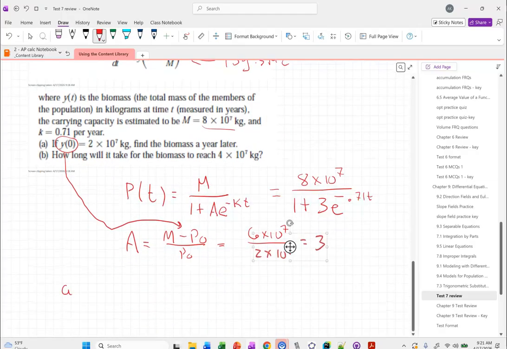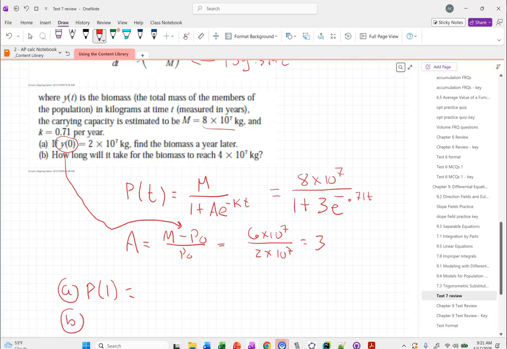On part A, if I want to find the biomass 1 year later, I'm just going to do P of 1. I'm going to plug the 1 in for t and it should spit right out of my calculator. Is that okay? Yeah. And then part B says, how long will it take the biomass to reach 4 times 10 to the 7th? That's just going to equal P(t), and I'll probably solve that by graphing. Okay. Find the intersection. Yeah. Does that feel okay? Yeah. Do you need me to go through more detail than that, or is the setup probably enough? I think it's enough. Okay. Once you've got the equation, it's kind of like algebra at that point. There's not that much to do.